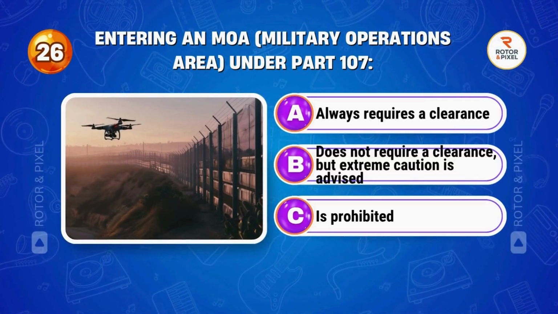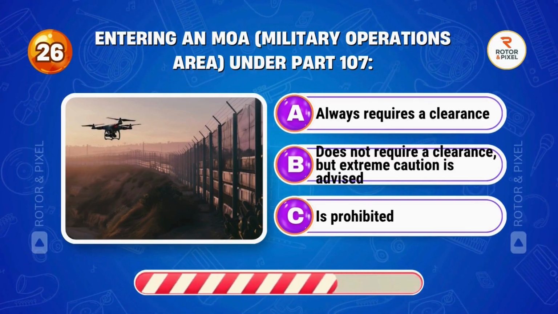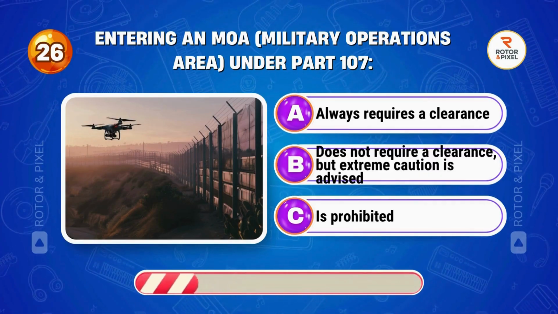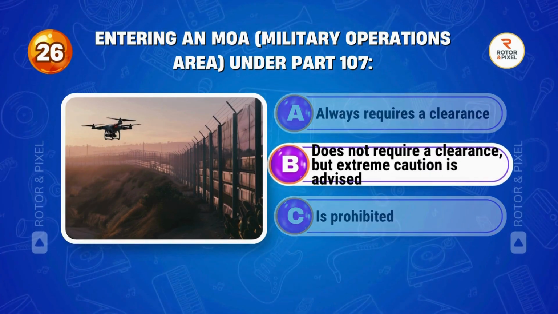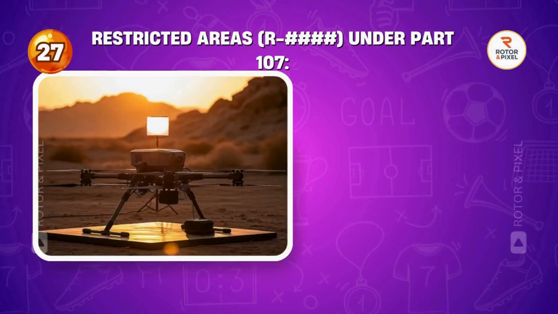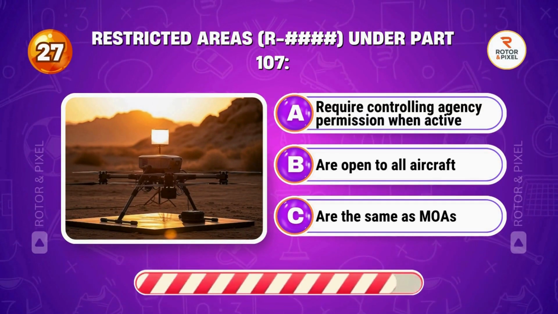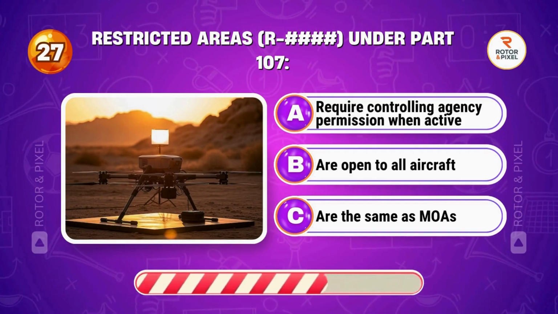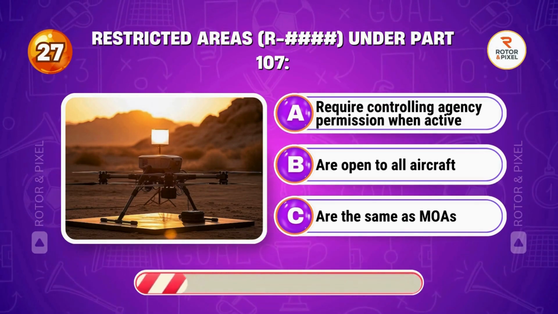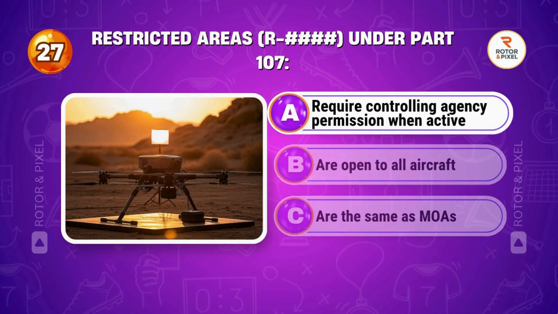Entering an MOA, military operations area, under Part 107. Answer B, does not require a clearance, but extreme caution is advised. Restricted areas, R-, under Part 107. Answer A, require controlling agency permission when active.